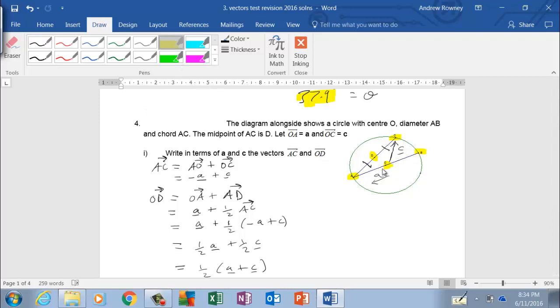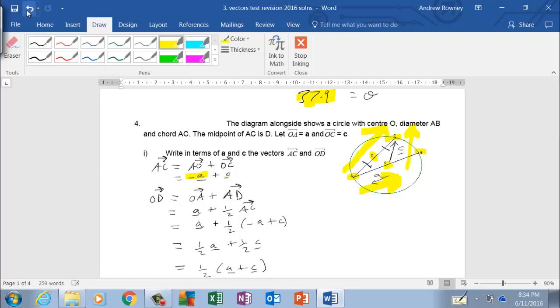Okay, AC is going this way, so that's going... sorry, let's do it again. It's asking for AC first. So AC is this big one going up. To go from A to C, we've got to go against A and then with C. So it's minus A plus C.